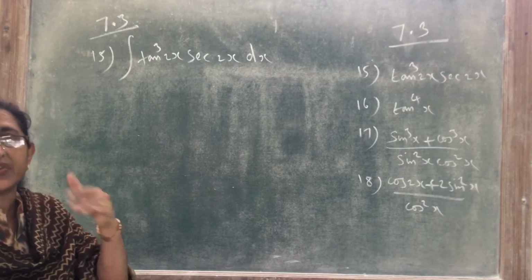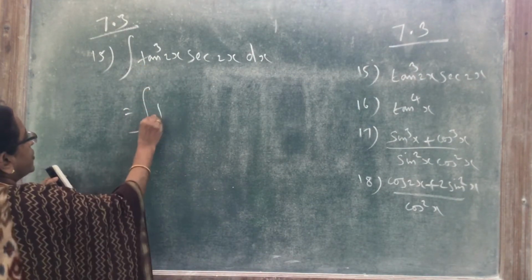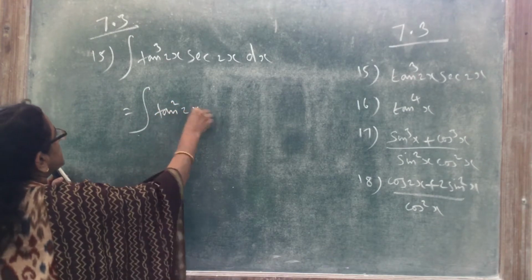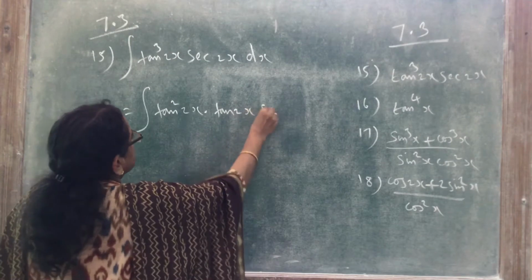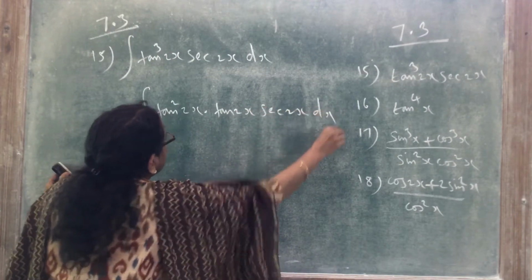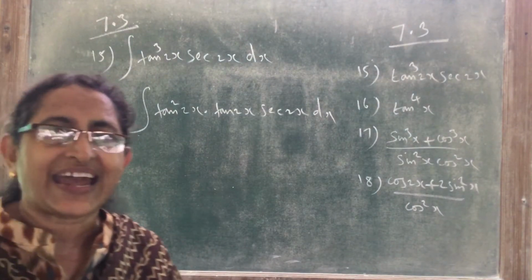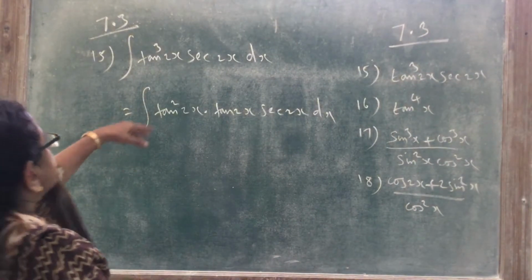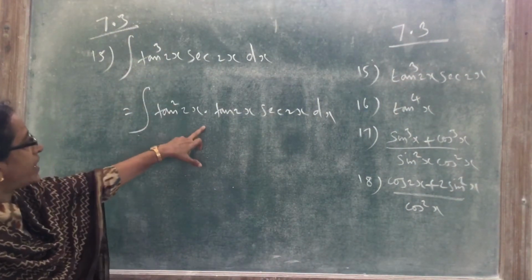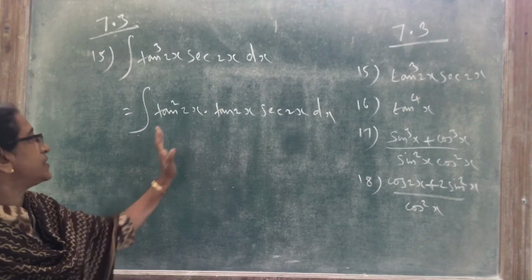So we have to rewrite tan cube 2x. I am going to write tan square 2x into tan 2x into sec 2x dx. That is, we are writing tan cube as tan square into tan. Tan square 2x into tan 2x is tan cube 2x. And now what can we do here?